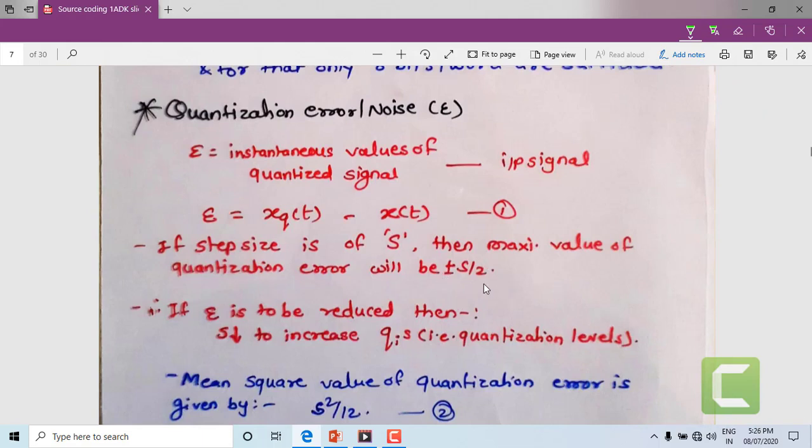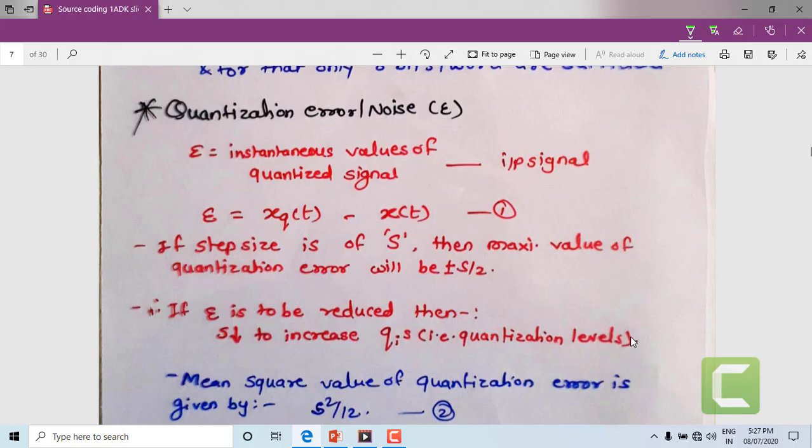And because of that, if I find the difference between the quantized level value and the original signal level value, it will be either plus S by 2 or minus S by 2. So if I have to reduce the quantization error, then I have to decrease the step size. And if the step size is decreased, then the number of quantization levels is going to increase. That means if I have to reduce the quantization error, we have to increase the number of quantization levels, or the number of predefined levels.